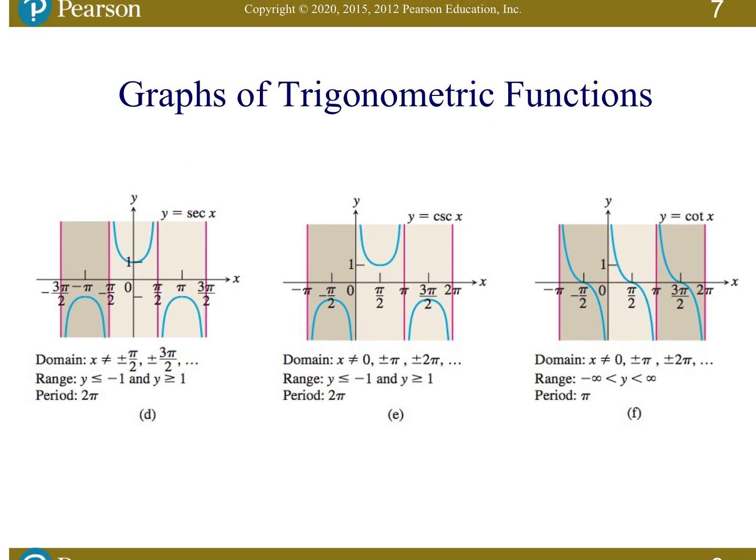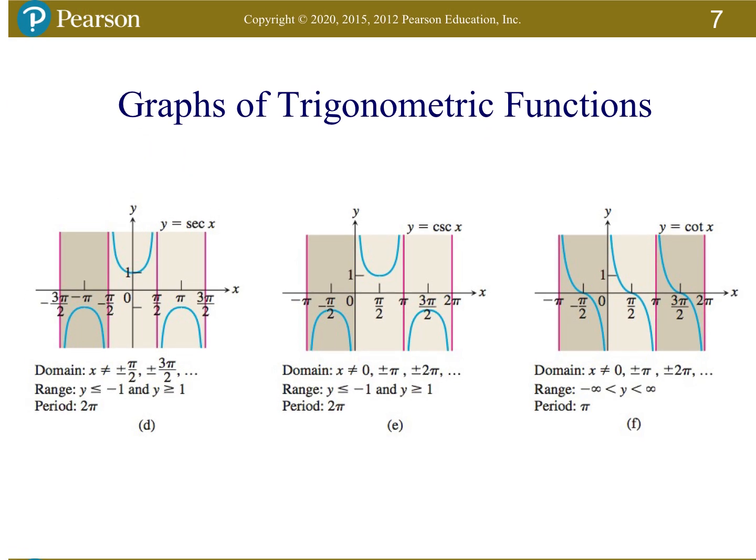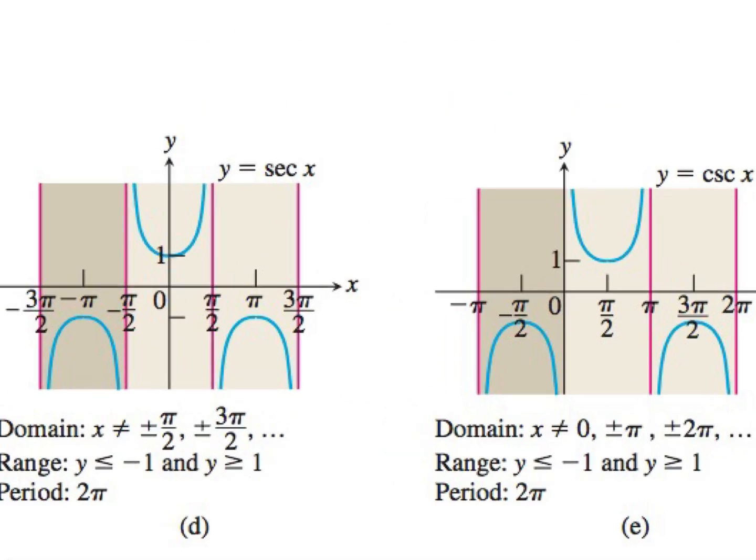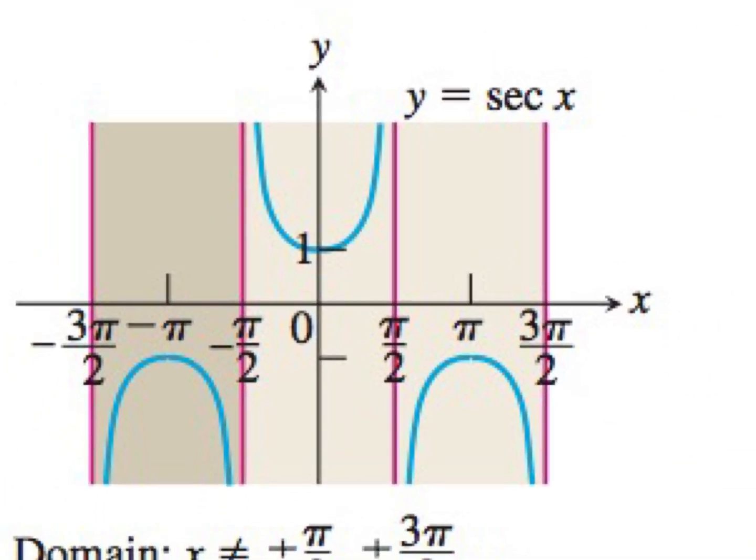All right, these are a little bit more of the tricky ones. And how do you remember what sine and cosine are? Here's how I remember it. Did you know that the secant graph has an invisible cosine in it? Okay, the invisible cosine is right here.